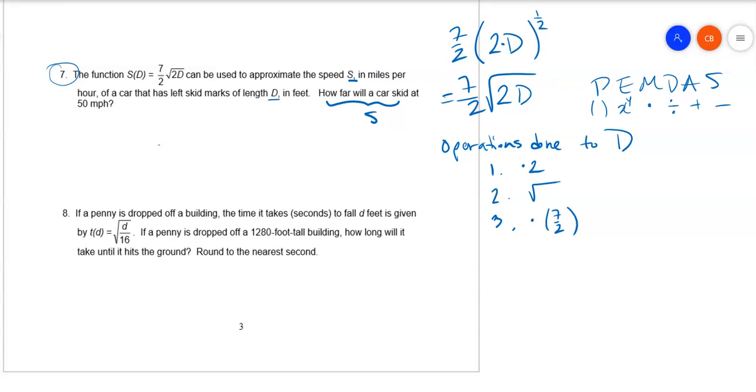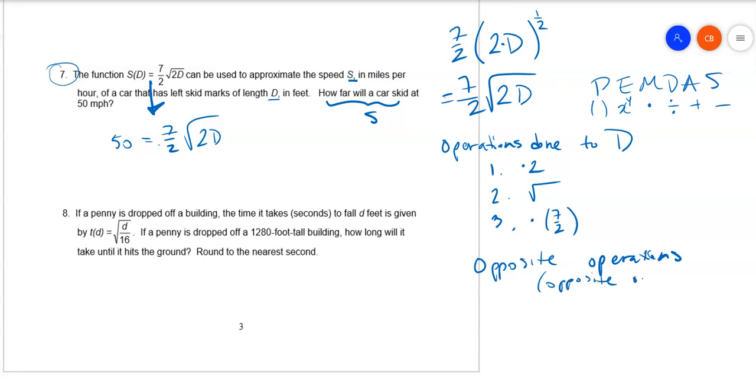And so whenever we're trying to solve for d in this case, because it says that s should be 50, I'm just going to put that here: 50 equals 7/2 square root of 2d. And then we're solving for d. We need to do the same thing on both sides of this equation, because that's how we always solve equations. We need to do the opposite operations, and then we should also do them in the opposite order.